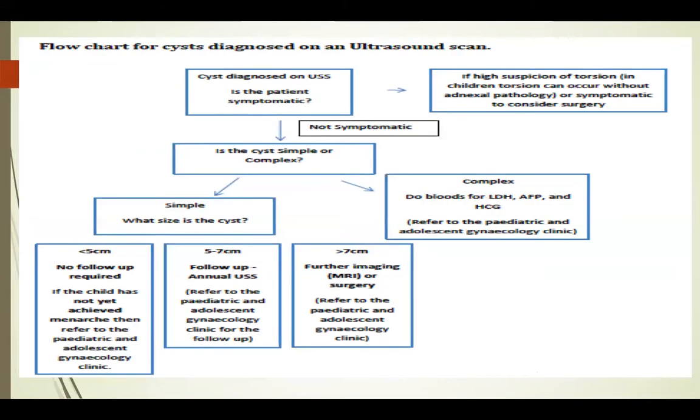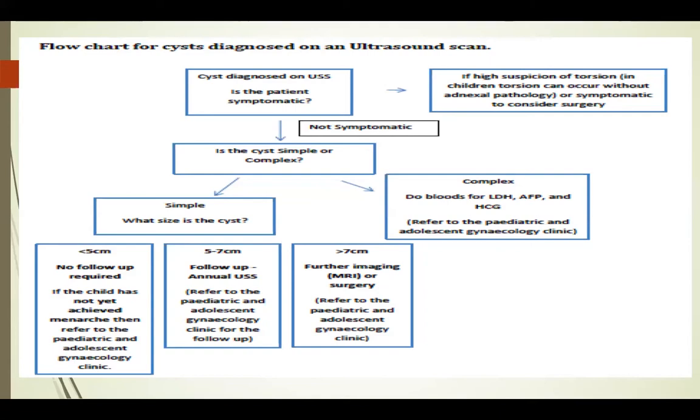malignancy. This is a simple flow chart for cyst diagnosis in ultrasound. So if this is diagnosed in ultrasound, we'll see if the patient is symptomatic or not symptomatic. If the patient is symptomatic, you have to think about torsion, either with pathology or without pathology, because torsion can happen even with normal ovaries. So if the patient has abdominal pain, especially young girls, keep the suspicion of torsion. If the patient is not symptomatic, we see in the ultrasound if the cyst is simple or complex. If it's simple, what is the size? If it's less than 5 centimeters, we follow up.